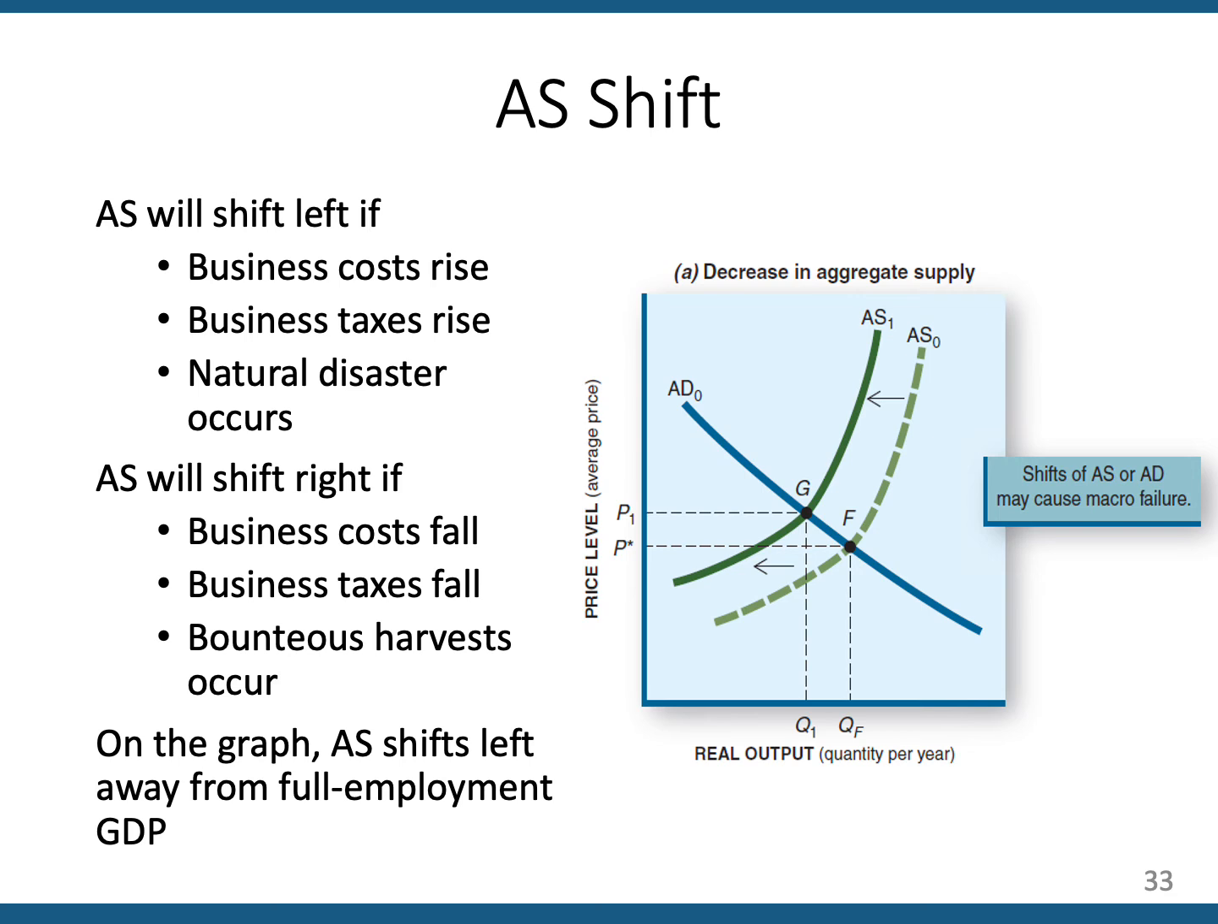And by the way, when that happens, if we move from AS sub 1 to AS sub 0, shifting to the right, look what happens to GDP. We would go from Q sub 1 to Q sub F. That increases GDP. And then my favorite one, bountiest harvests occur. So this would be the opposite of a natural disaster, which might affect the agricultural markets. If you have a very good growing season, then that's part of the supply curve, right? Agriculture is part of the supply curve. That would shift it some to the right.